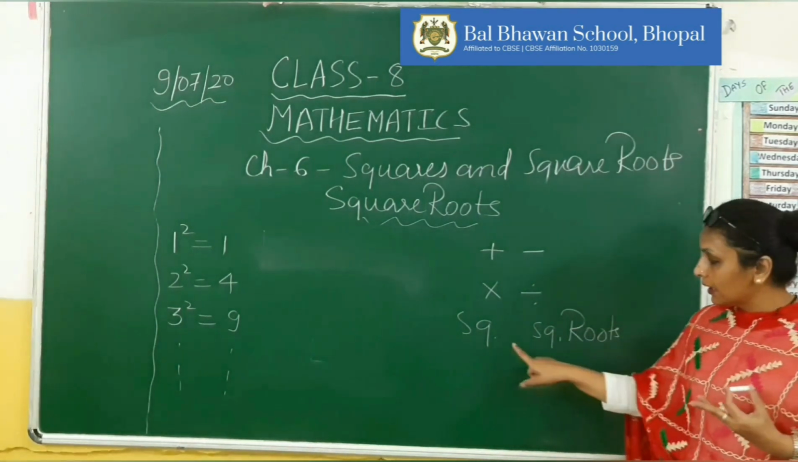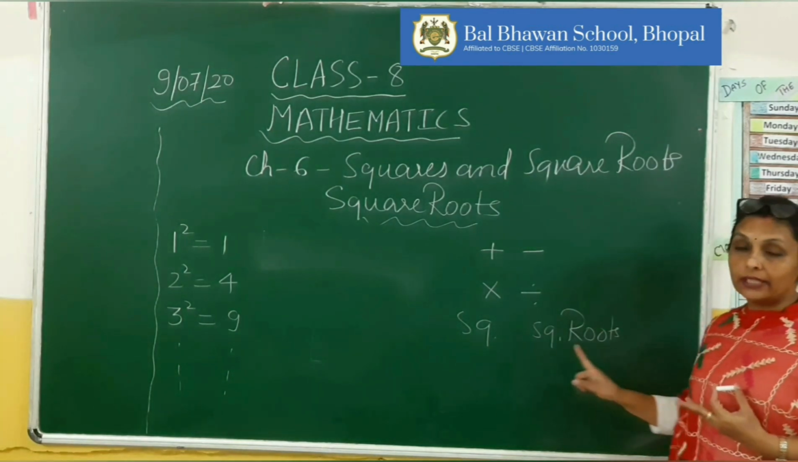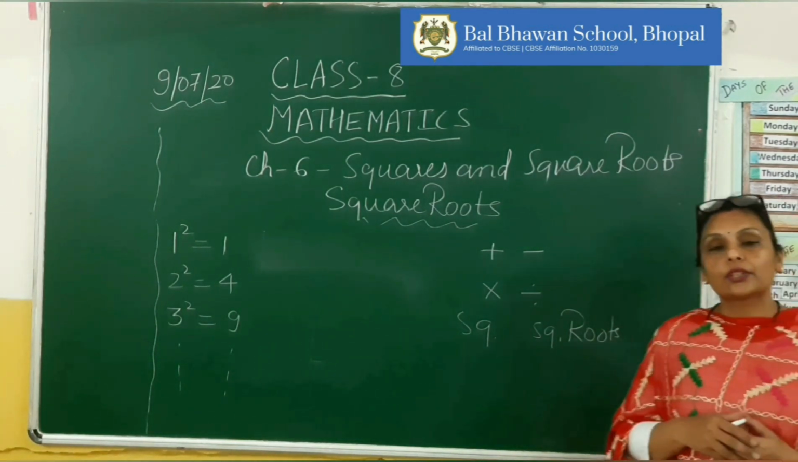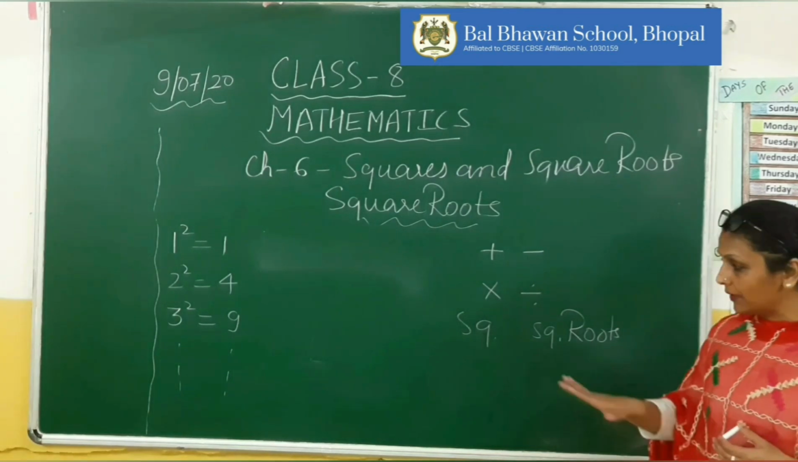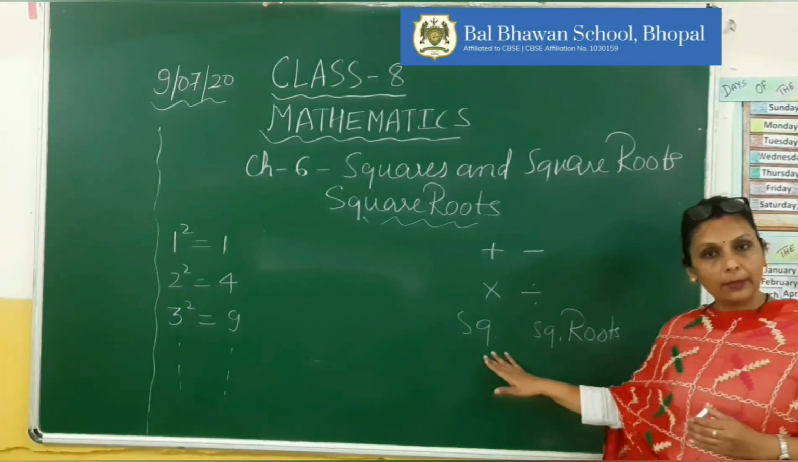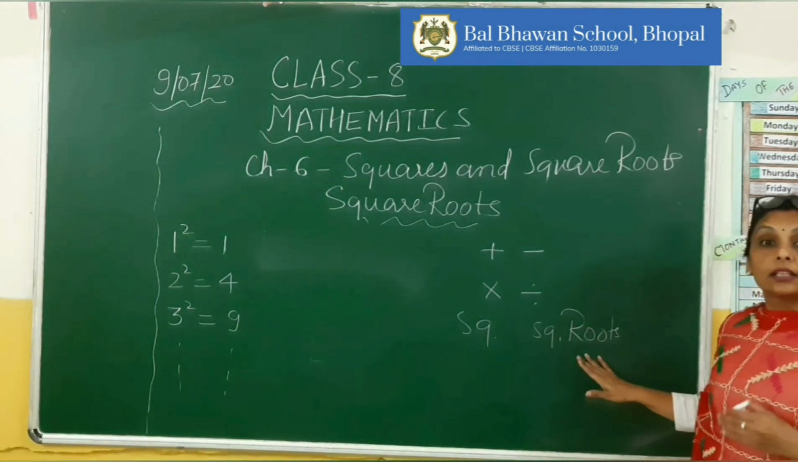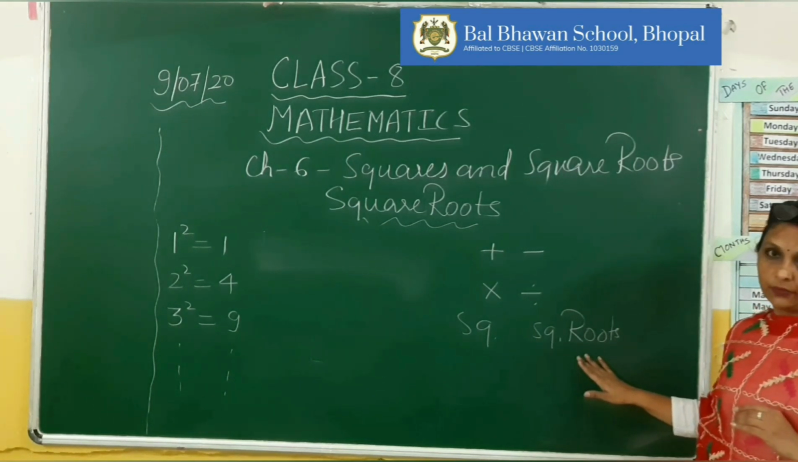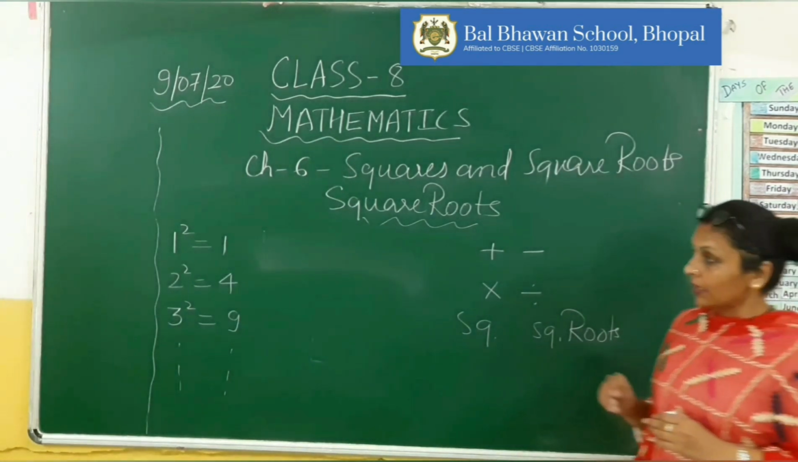Just like that, squares and square roots are also inverse operations of each other. As you studied, to find the square of a number, you can easily find the square root of a perfect square number. So let's see.